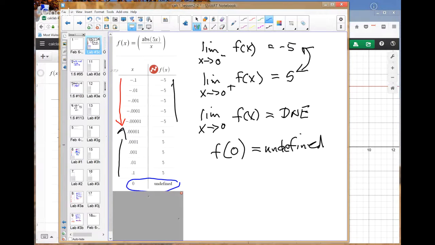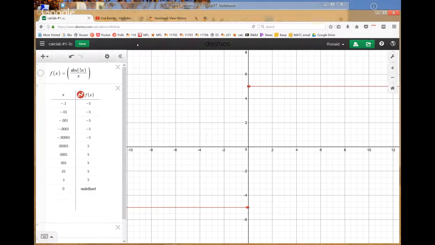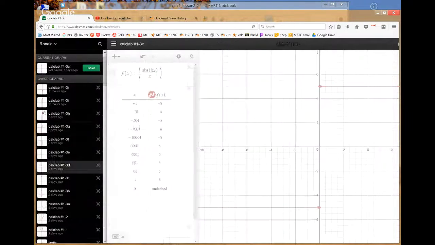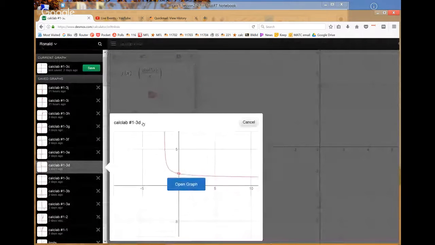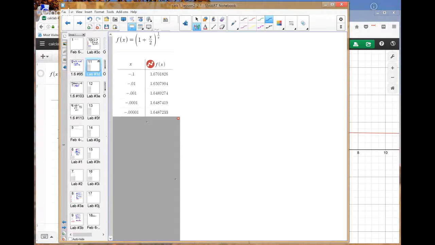Now let's go to the next function. Okay, so this is different. We've got 1 plus, yeah, here, let me also get the graph up. So this is part D. So here's what this thing looks like when you show it graphically. And you can tell by the ordered pairs that we're approaching what? We're approaching 0 from the left, right here.